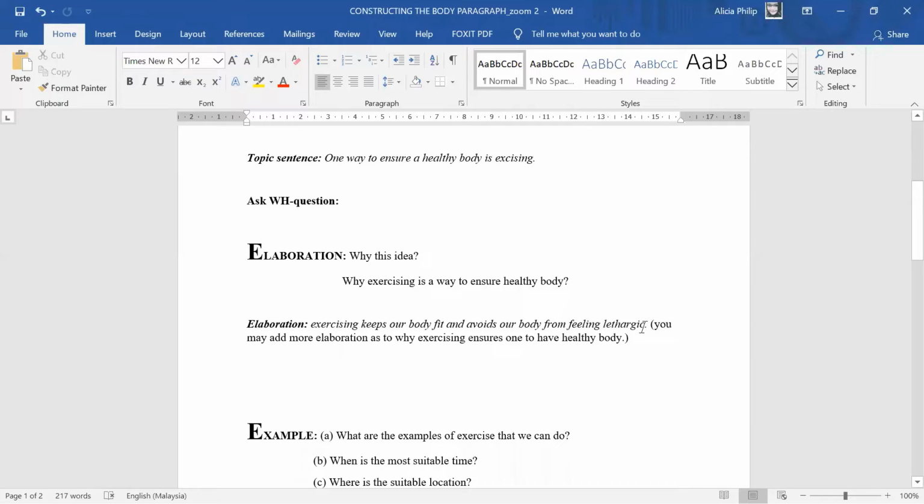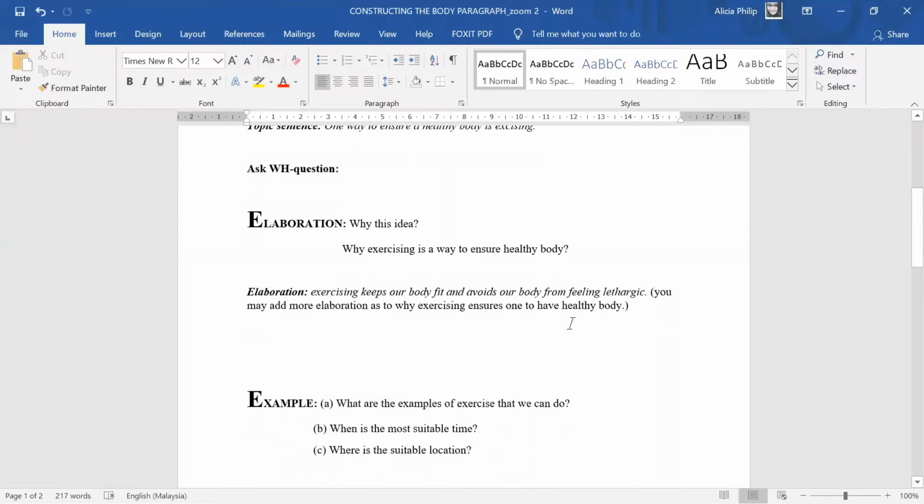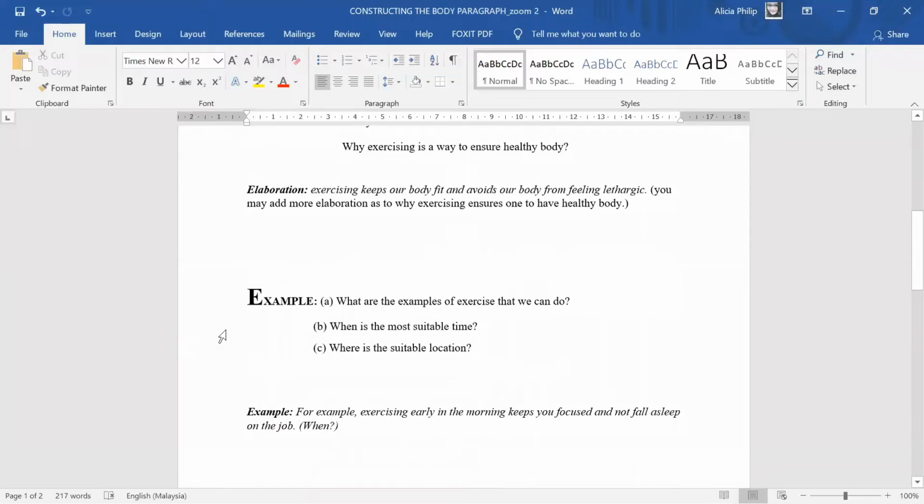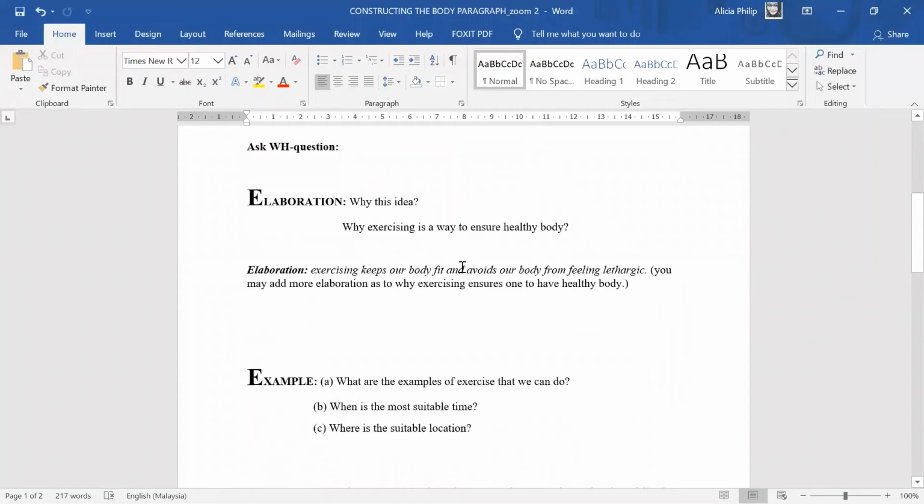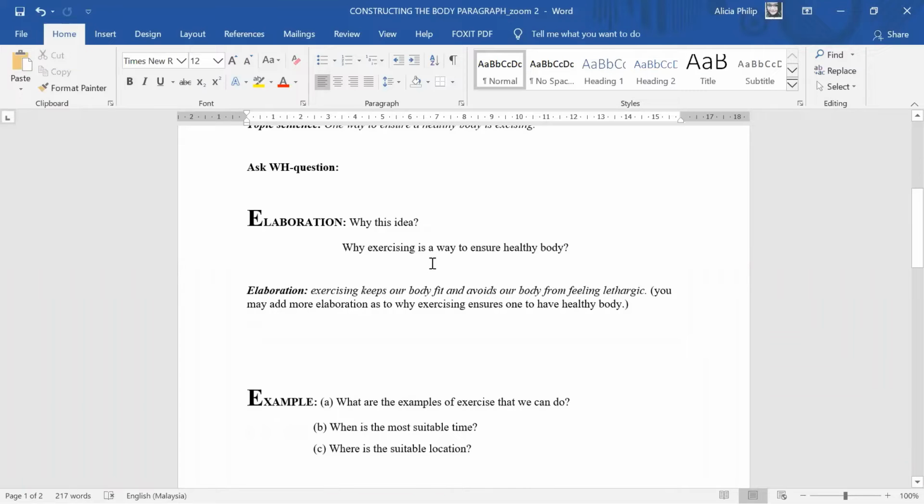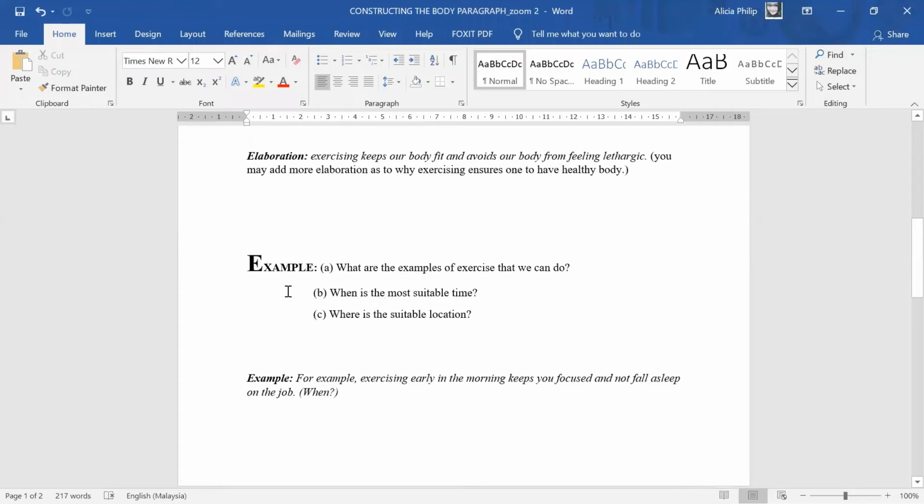When you mention who and where and whatnot, we are moving on to the example. Here your elaboration will mention why you mentioned exercising as a way to ensure a healthy body. You can have more elaboration here. And when it comes to the example, you would provide examples of exercise that you can do, or when is the suitable time, where is the suitable location to exercise.